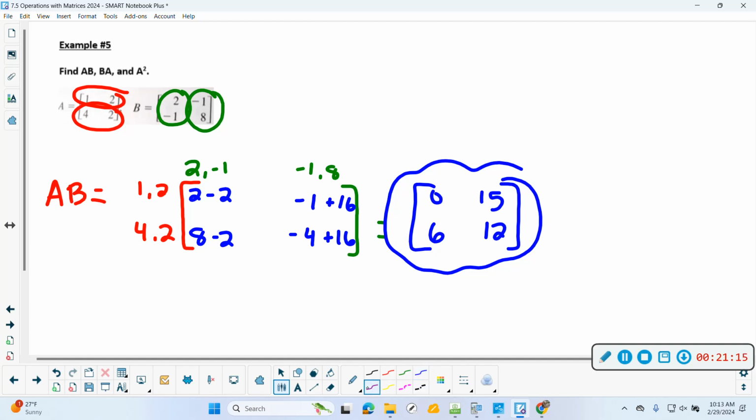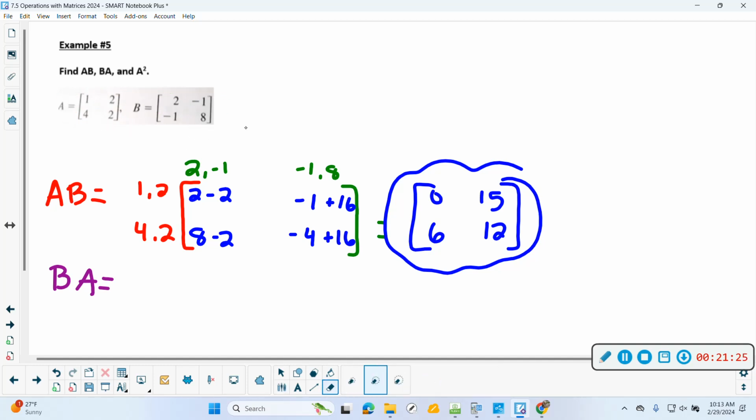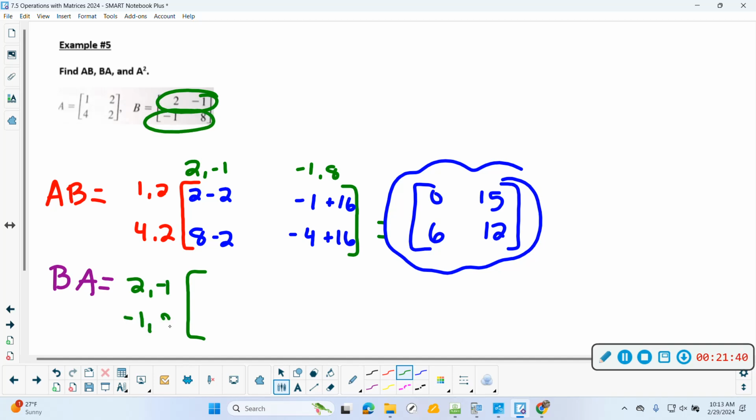We just have so much to do. Okay, B times A. Again, leave some space. I'm just going to erase all my stuff up here. I wrote all over. Okay, so now remember, row, column. Rows of B. Leave some room. Rows of B. And then it's the columns of A. So the first column of A, 1 and 4. Second column of A, 2 and 2.